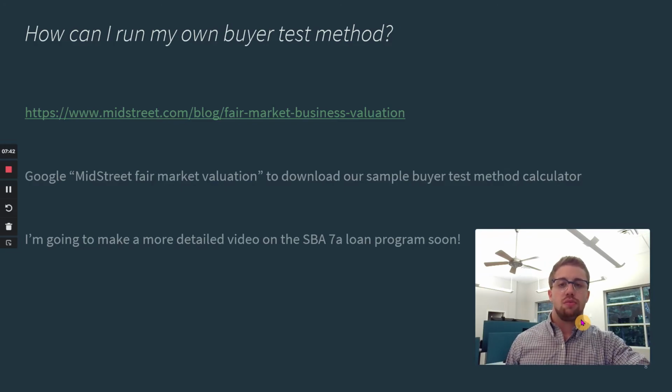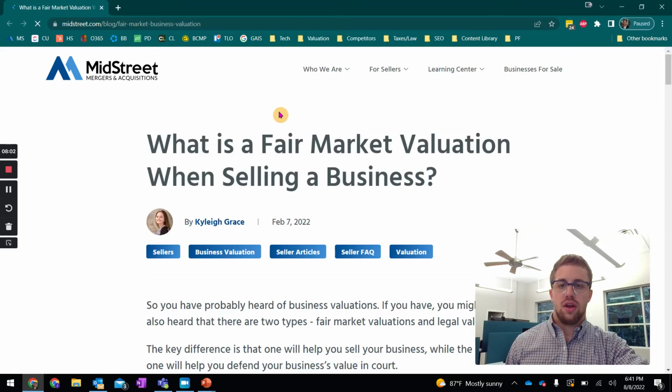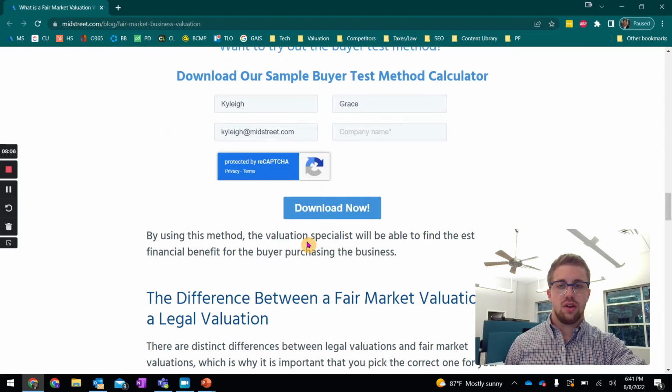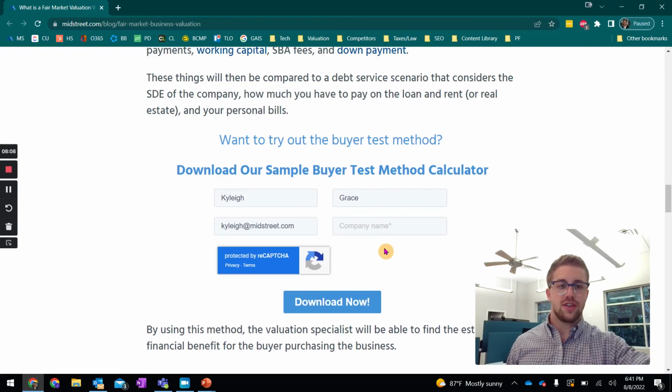So if you want to learn more, you can download our sample buyer test method sheet, and that's available on the Fair Market Business Valuation blog we put together. So if you go to Google and you search MidStreet Fair Market Valuation, you'll see this blog here, and it has a download in it. So I can open this real quick and show you. You'll fill out your information here, and then that'll download a sample for you to check out.